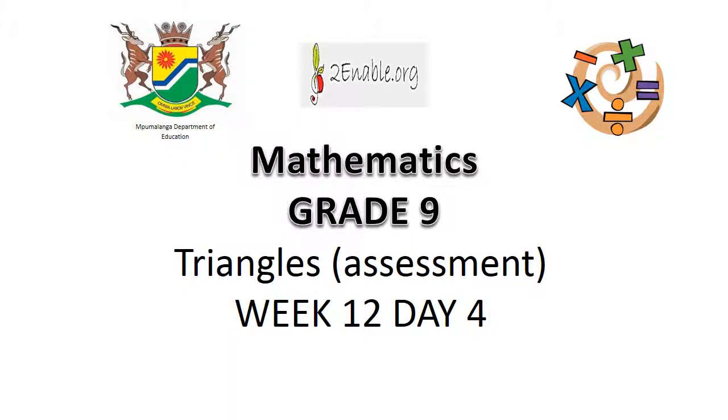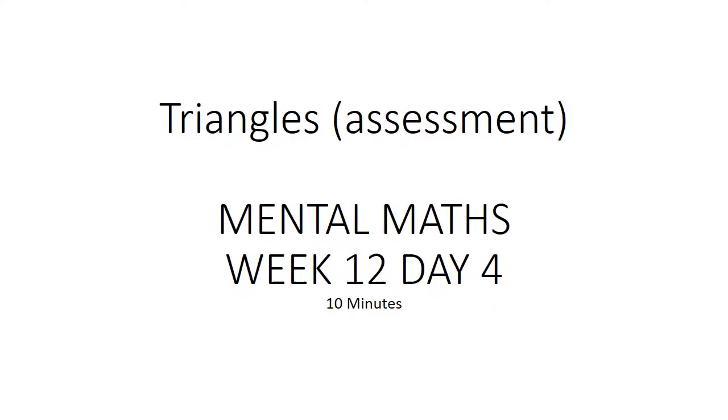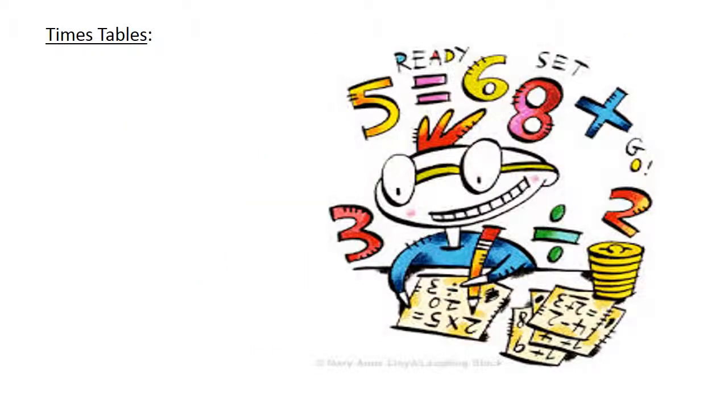Triangles assessment. Mental math. Times tables. 6 times 7 equals 42. 7 times 8 equals 56.